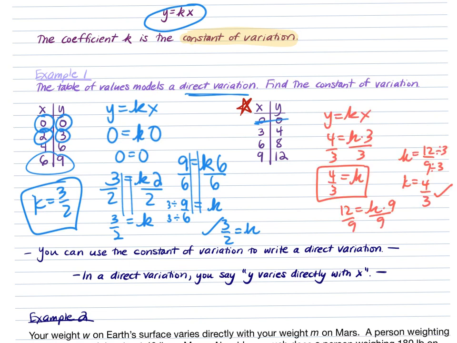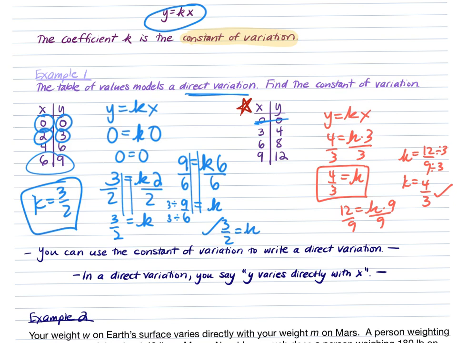Okay, hopefully you got k equals 4 over 3. So you can see here I used 3 points to plug in my 4 for y and my 3 for x, divided both sides by 3, and got 4 over 3 for k. And then I double checked it by plugging in 9 and 12. Divided both sides by 9, and 12 divided by 9 is the same as 4 over 3. You could also use the calculator and have a decimal, which is fine.